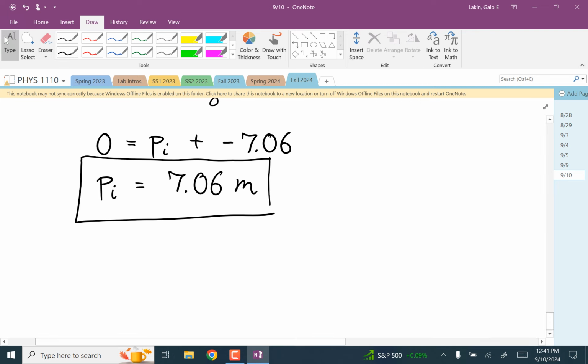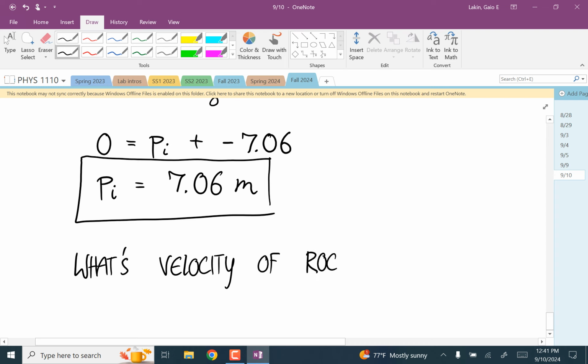Okay, let's ask one more question about this. When we got to V final, we didn't know what the velocity was when the rock reaches the water level. Let's calculate what that is. So what's the velocity of the rock just before it hits the water?